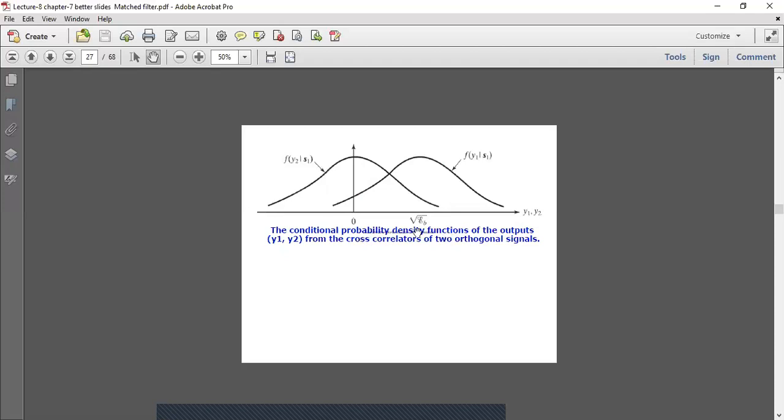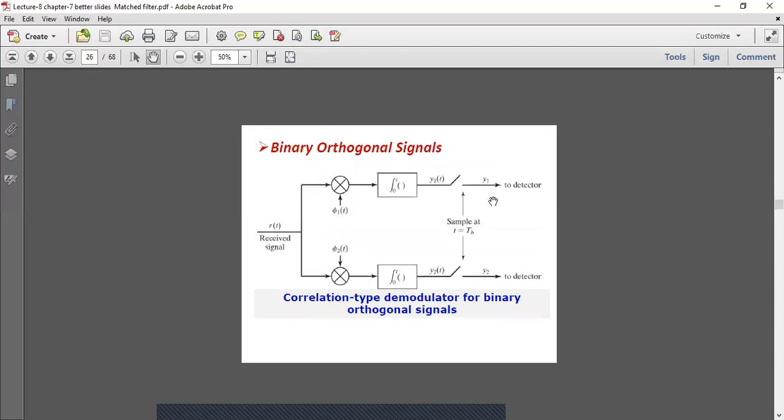And the conditional probability density function of the outputs y1 and y2 from the cross correlator for two orthogonal signals. So we now have y1 and y2 as two outputs. You can see from here, this is the demodulator structure. The demodulator is a cross correlator type, and the cross correlation is shown from this one.